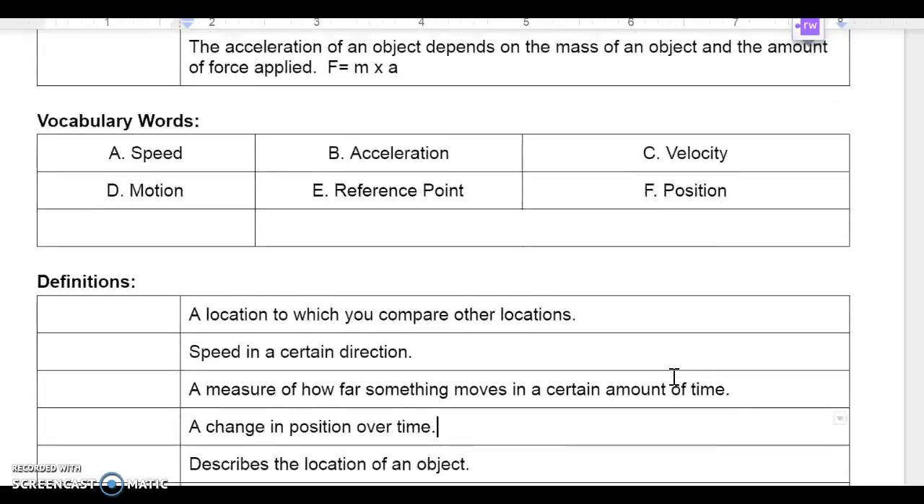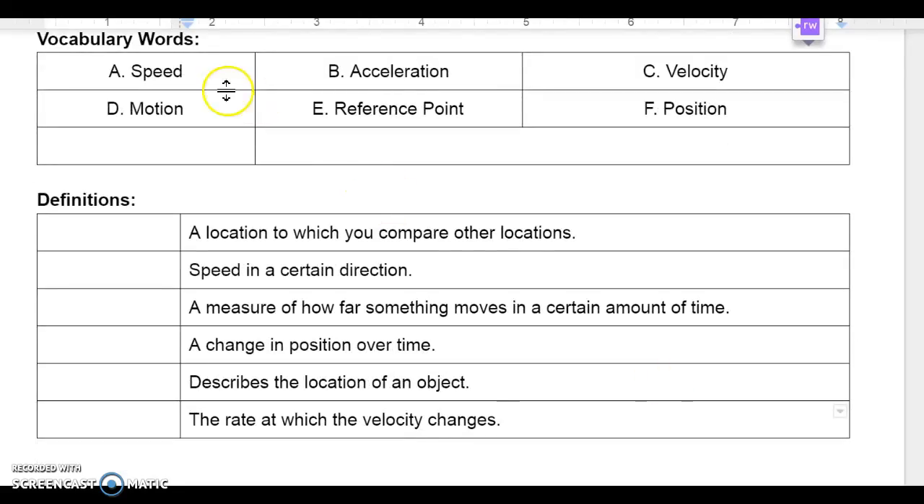Next section of vocabulary words. Our words are speed, acceleration, velocity, motion, reference point, and position. So our definitions. The first one is a location to which you compare other locations. So which word from the word bank is a location to which you compare other locations?